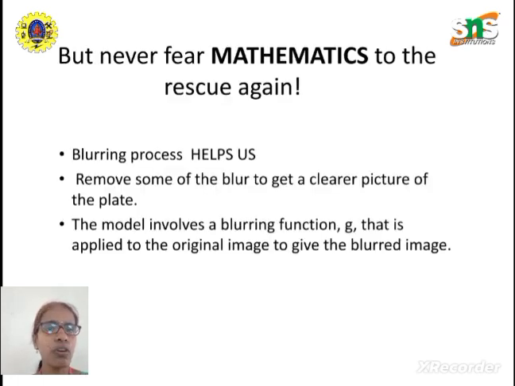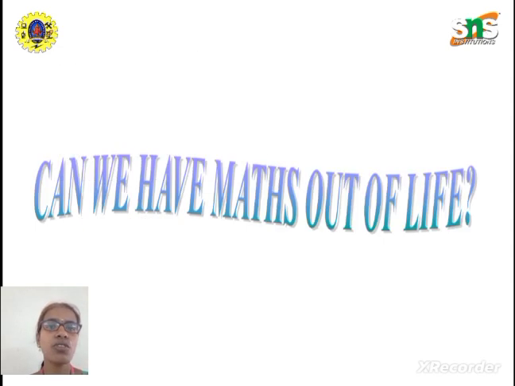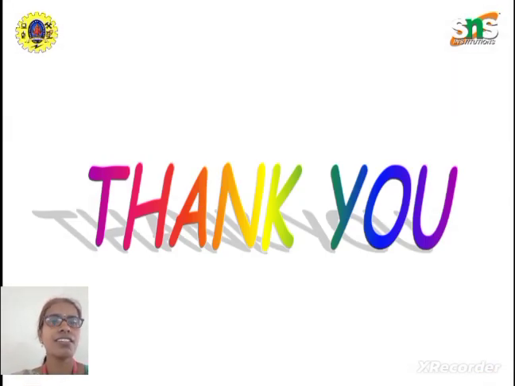The blurring process helps us, but never fear, mathematics comes to the rescue again. It can remove some of the blur to get a clear picture of the number plate. The model involves a blurring function that is applied to the original image to give the blurred image. So can we have maths out of life? We cannot say so. Thank you.